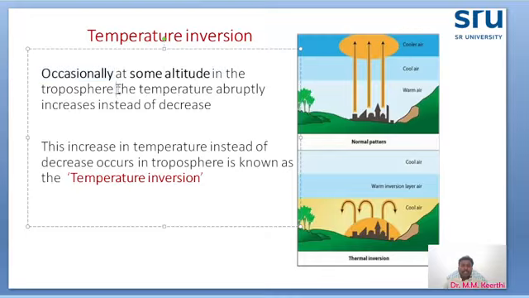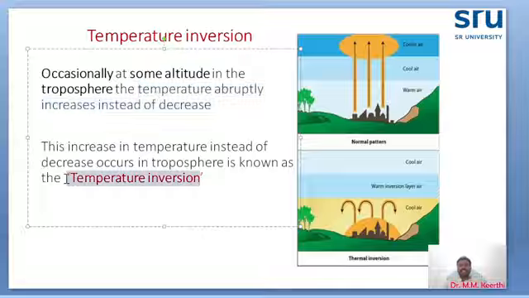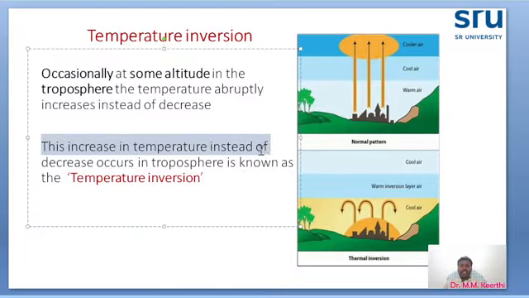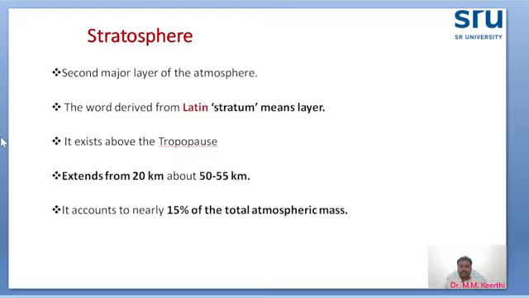In the troposphere region, occasionally at some altitude, the temperature abruptly increases instead of decreasing. When altitude is increasing, temperature should decrease. But in the troposphere, occasionally at some altitude, temperature suddenly increases instead of decreasing. That is called temperature inversion. So once again, temperature increasing instead of decreasing is called temperature inversion.